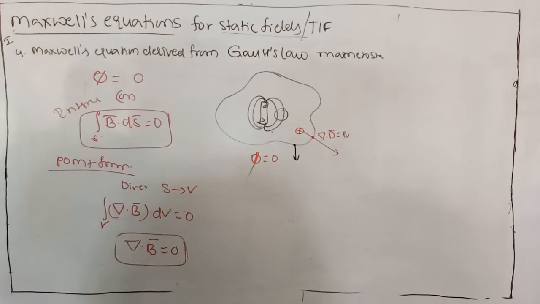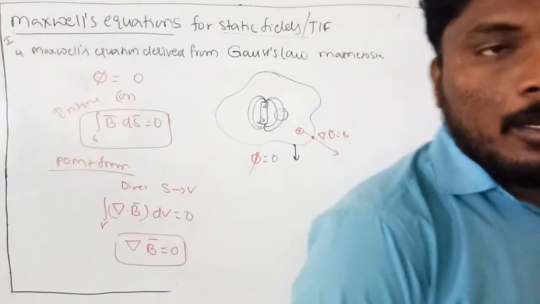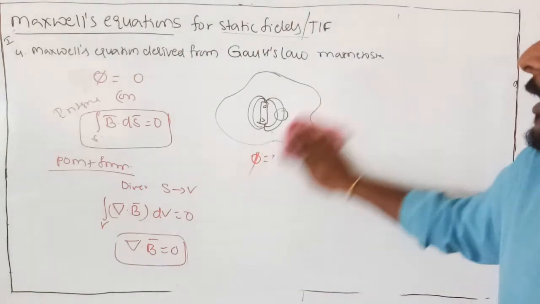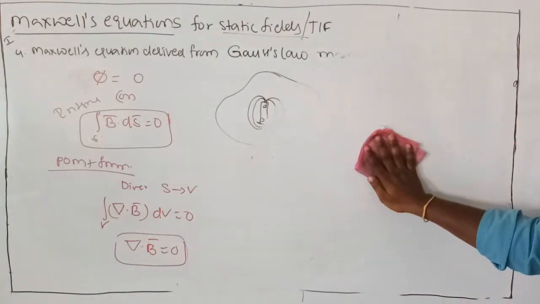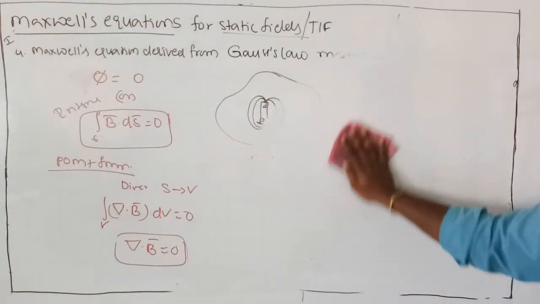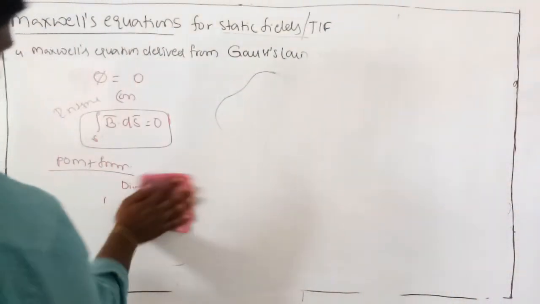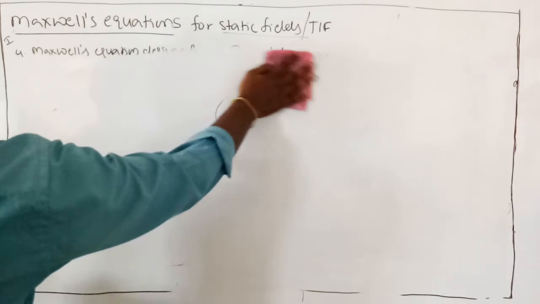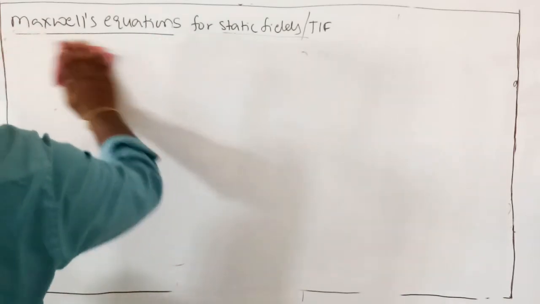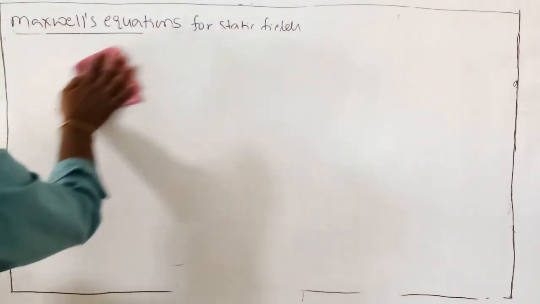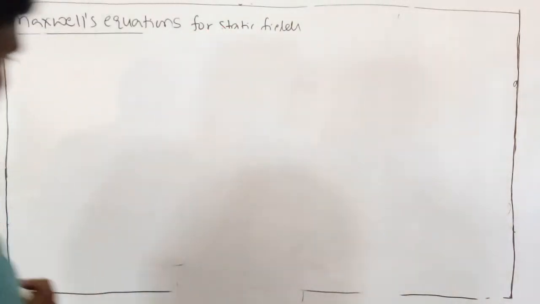So now, how many equations do we have? Totally we have 8 equations: 2 plus 2 plus 2 plus 2, that is 8 equations. Okay. So now I am writing a summary here. Static fields are time invariant fields. So you need to fill this.